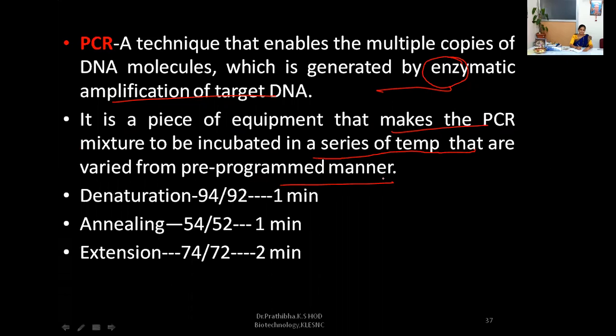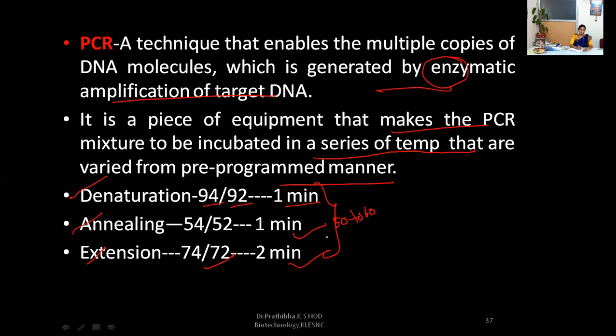So what we observed in this PCR are the 3 steps: denaturation, annealing, extension, right? Denaturation may be at 94 or 92 degrees Celsius for 1 minute. Annealing at 52 to 54 degrees Celsius for 1 minute. Or some of the books also mention 50 to 60 degrees Celsius. Then extension at 72 or 74 degrees Celsius for 2 minutes.